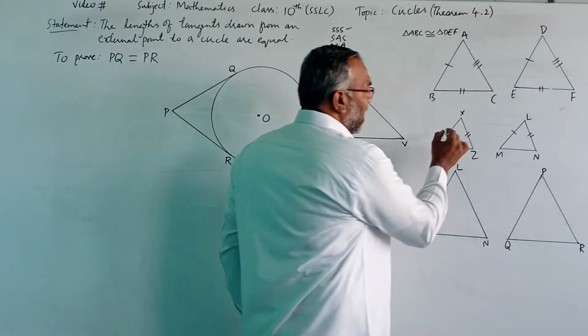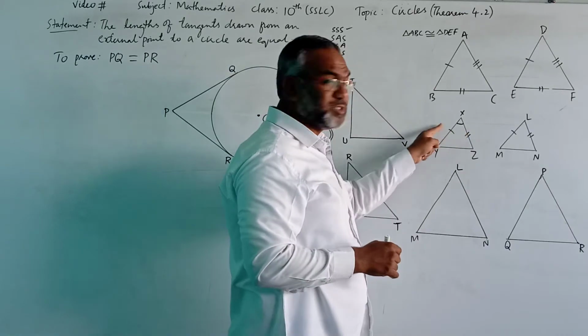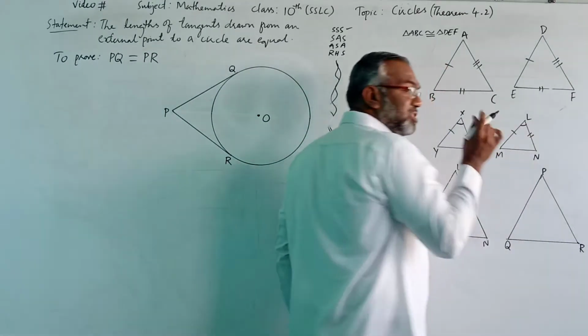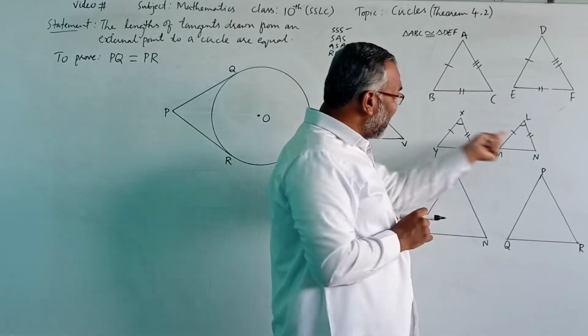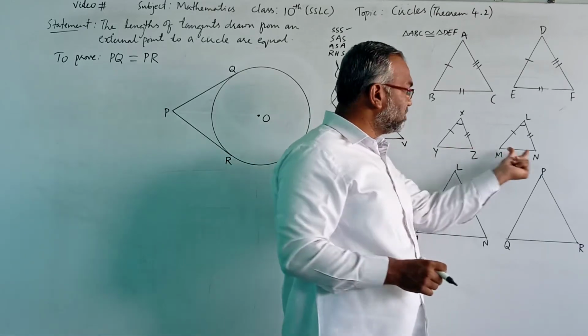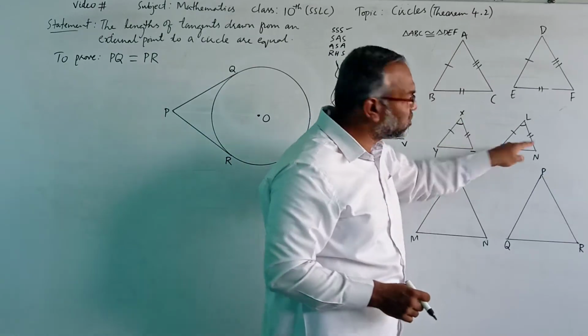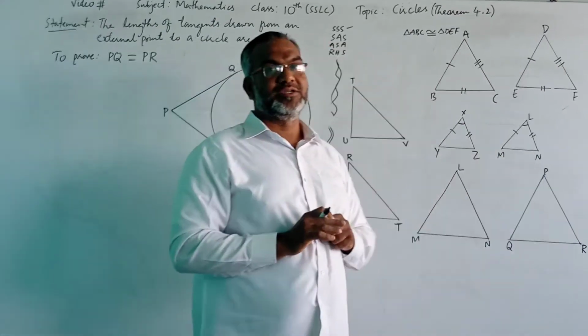And we know that angle X, which is in between these two sides, is equal to angle L, which is again in between these two sides. If this happens, then the other parts, the third sides, will be equal and the other two angles will also be equal, and the two triangles will become congruent.